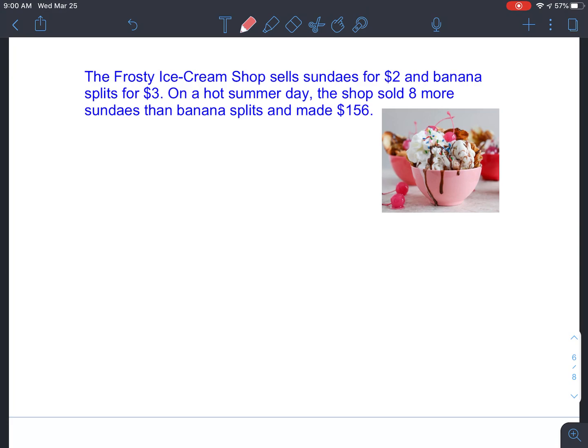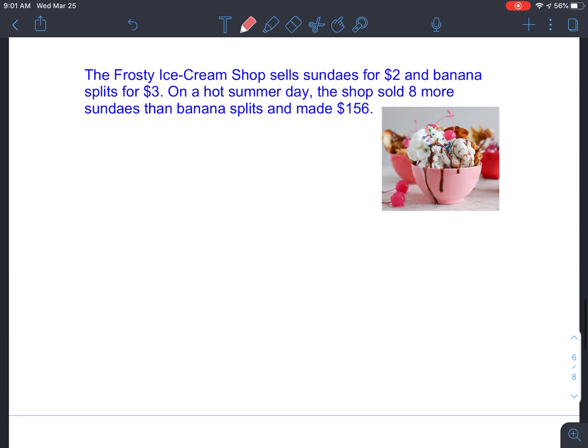Frosty Ice Cream Shop. Okay, this is the last one we're going to do together. It talks about ice cream. It says the Frosty Ice Cream Shop sells sundaes for $2 and banana splits for $3. On a hot summer day, the shop sold 8 more sundaes than banana splits and made $156. Okay, so now we need to figure out what our variable is.